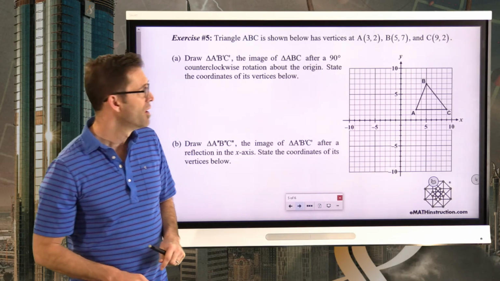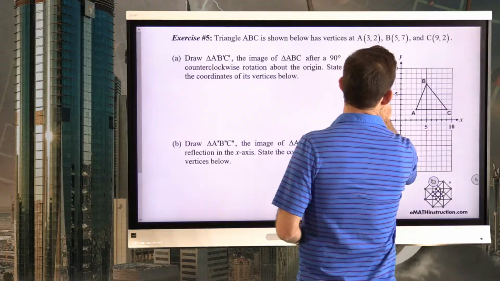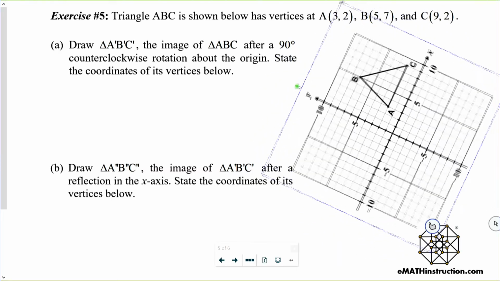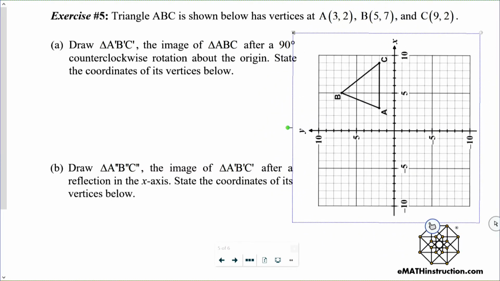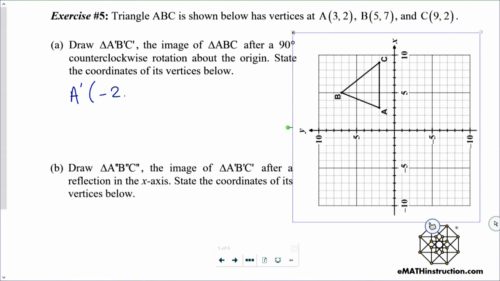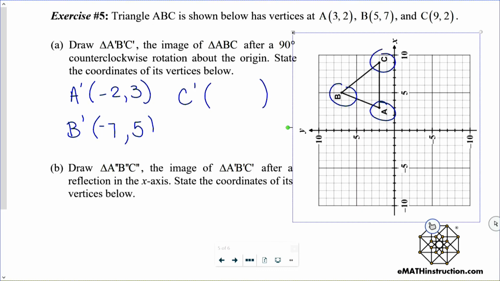All right, here we go. So I want to rotate this thing 90 degrees counterclockwise about the origin. So I turn my paper 90 degrees, and I'm all set. Now I'm going to read off the coordinate points, right? So now A' is going to be at (-2, 3), right here. B' is going to be right here. It's going to be at (-7, 5). And C' right here is going to be at (-2, 9).